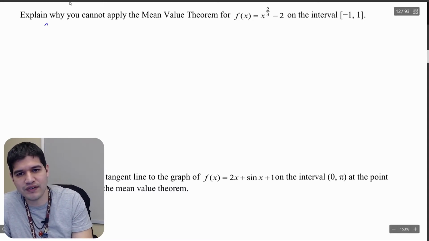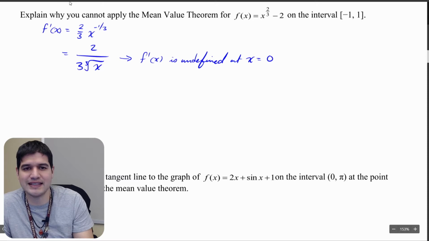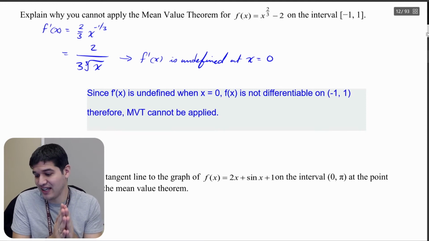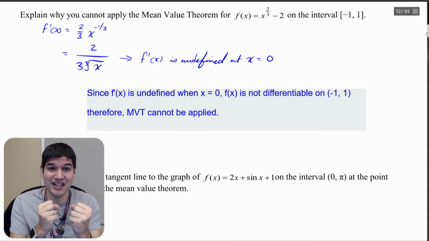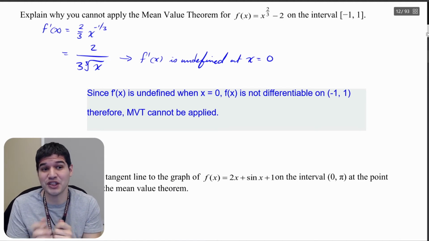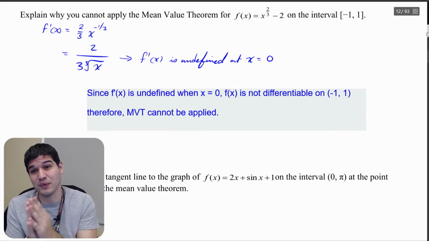And so if I take this derivative, I'm going to get f prime of x equals, bring the 2/3 down, x to the -1/3. And if I rewrite this, it's going to be 2/3 over the cube root of x. What you want to notice is that f prime of x is undefined at x equals 0. So since f prime of x is undefined at x equals 0, the function f of x is not differentiable over the entire interval from -1 to 1. Even if we just take out that one value, x equals 0, it is not differentiable there. In fact, you get a vertical tangent. Therefore, the mean value theorem cannot be applied.